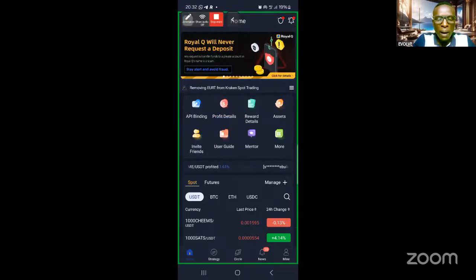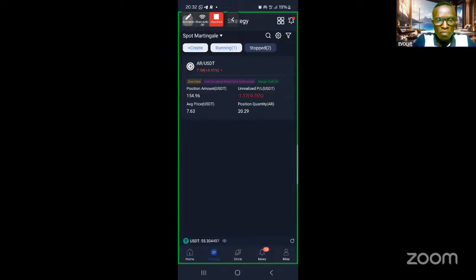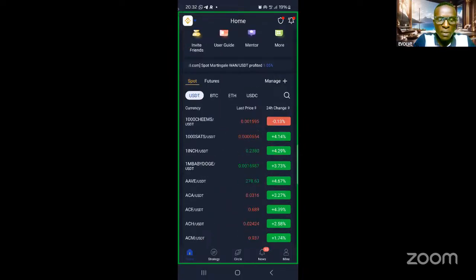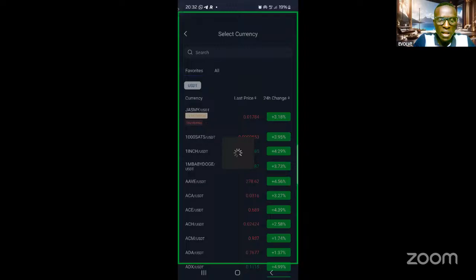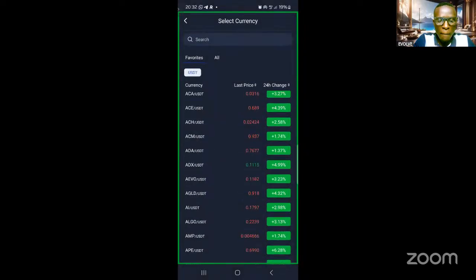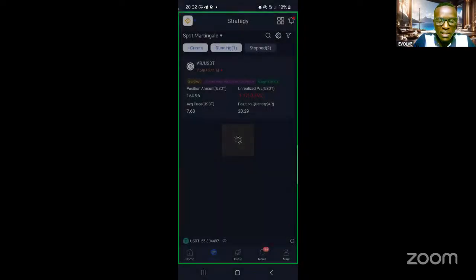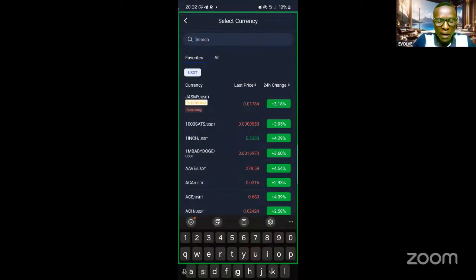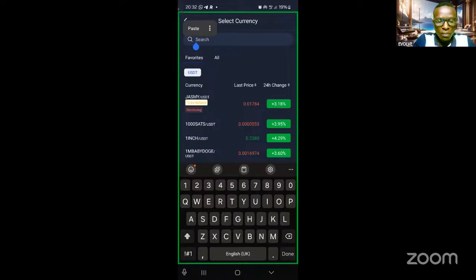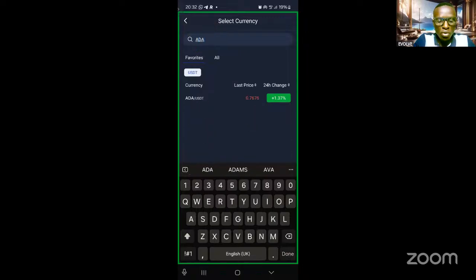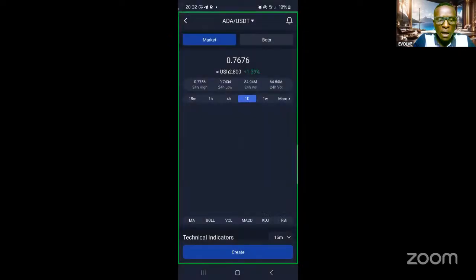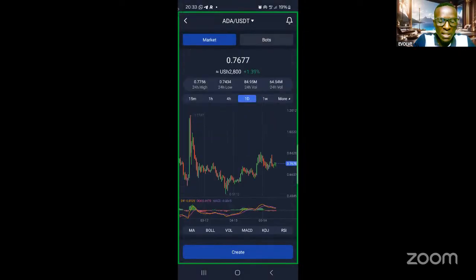Now, when I'm trying to set a strategy, take for example, I want to trade a coin. Let us say I have searched for a coin, maybe ADA. So I want to trade ADA. When I tap on ADA, this is going to show up. And when it shows up, I'll tap on create down here.